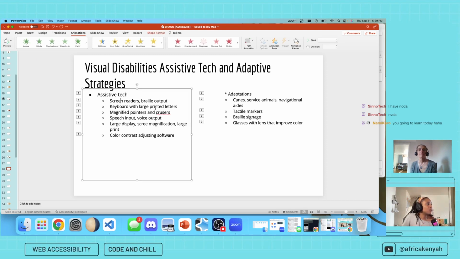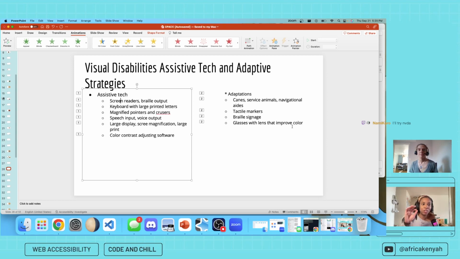All right. So they also want us to know that they use keyboards with large printed letters. That was one of my favorite things to buy for patients when I was doing OT. I would get these crazy keyboards and they would help so much. It was like the smallest thing that did the most impact for some reason and blew people's mind were these huge keyboards. Speech input, voice output, large displays, screen magnification, large print, color contrast adjusting software.